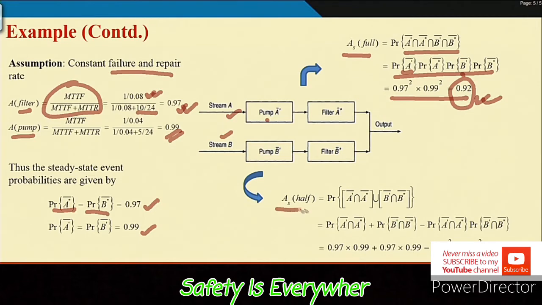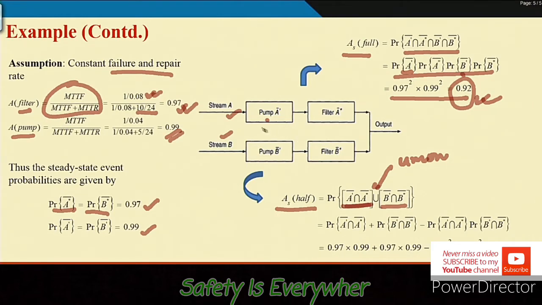Now what will be the case for half production? If one of the two streams work, then half production. So one of the two streams working means either stream A works or stream B works. Stream A works is A dash bar intersection A double dash bar. Stream B works means B dash bar and B double dash bar intersection. Now one of them works, that's why the union is given here. So it's some kind of OR gate.